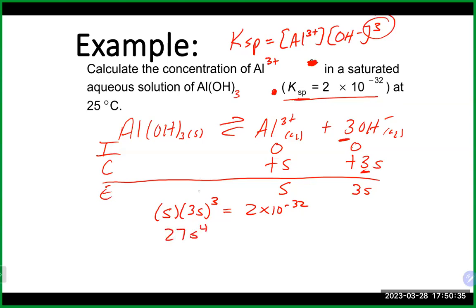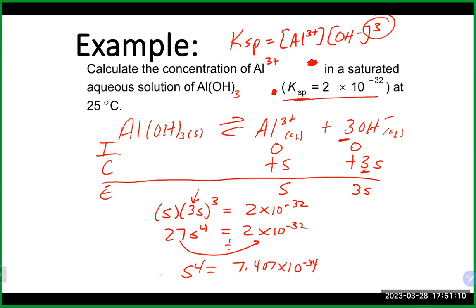In my experience, a lot of people forget to actually cube that number. So make sure that you actually cube the number there, 3 times 3 times 3, not just, obviously, the S's here. Going to equal 2 times 10 to the minus 32. We're going to divide that 27 to the other side. And if we do that, 2 times 10 to the minus 32 divided by 27 is going to give us about 7.407 times 10 to the minus 34.